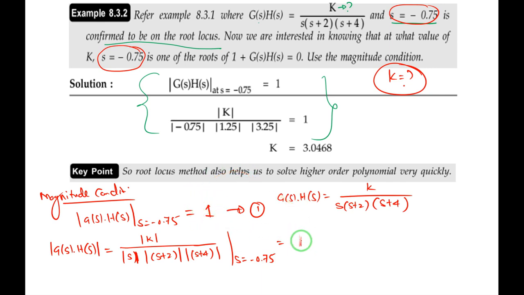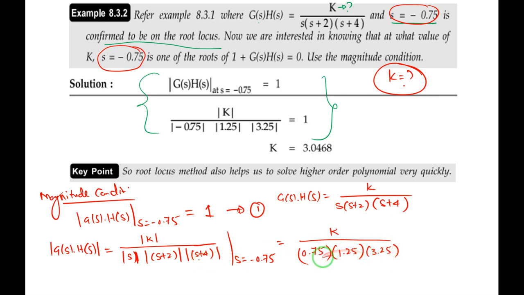So the magnitude of k is k only. K plus j0, under root of k square plus 0 square. You know how to find the magnitude. What is s? S is minus 0.75, and the magnitude of minus 0.75 is 0.75. Then substitute s equal to minus 0.75 in s plus 2, it is 1.25, and its magnitude is 1.25 only. Then substitute in the third one, s plus 4, minus 0.75 plus 4 is 3.25, and its magnitude is 3.25 only.